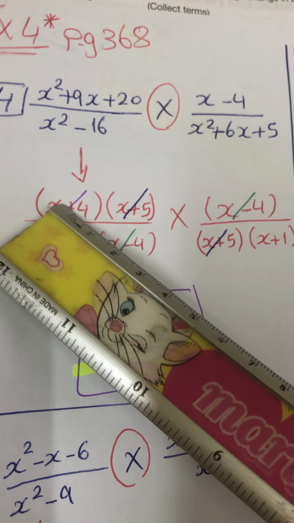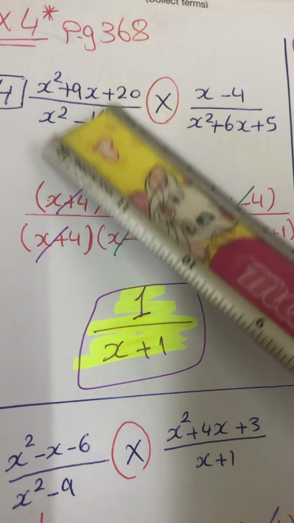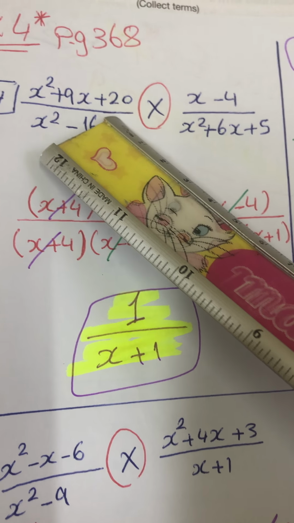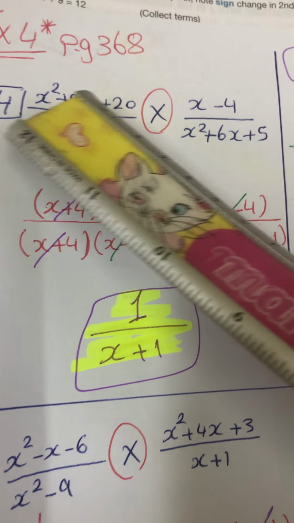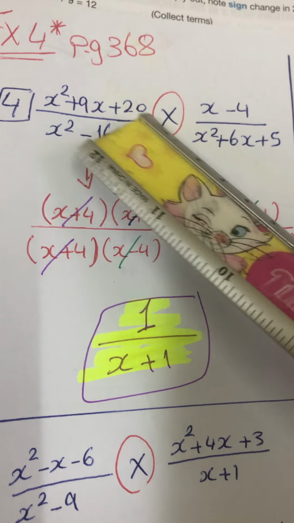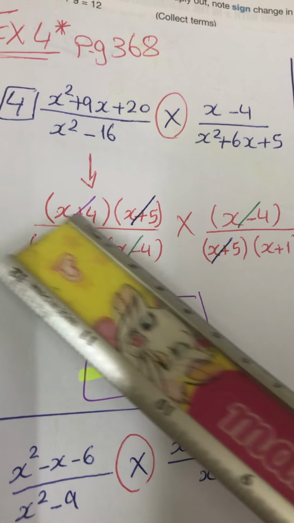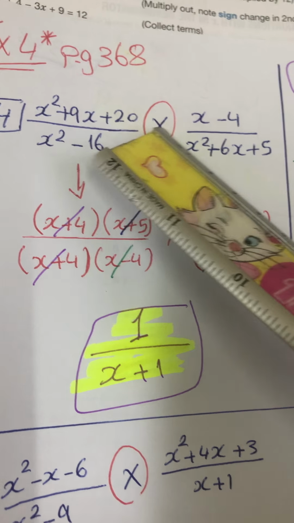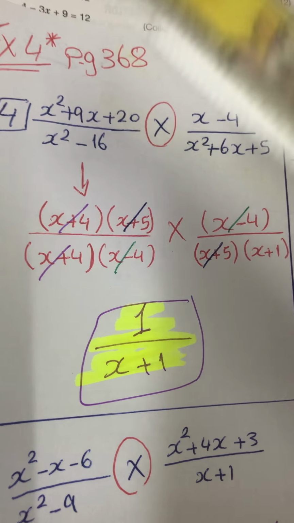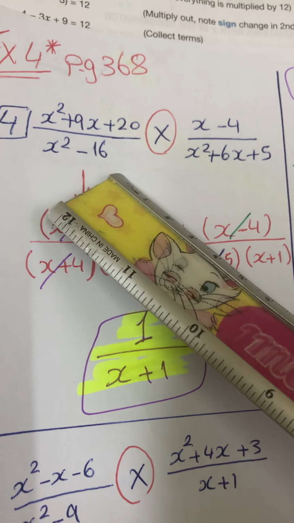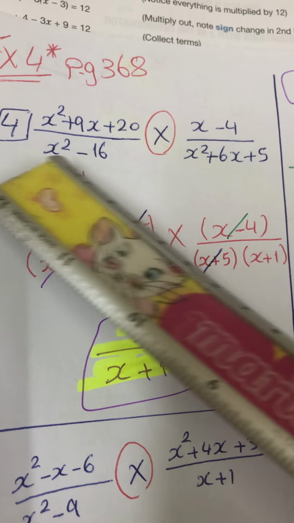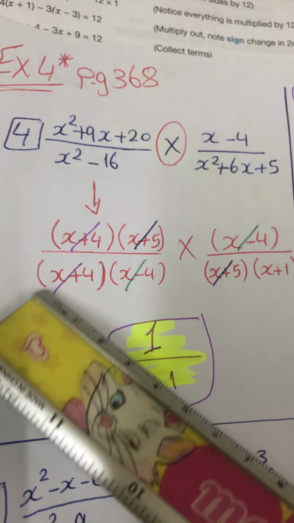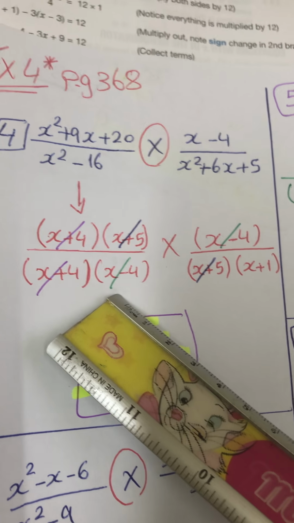X squared comes from x times x. Positive 20 comes from 2 times 10, 4 times 5, 20 times 1. I want the sum to be 9 and all of them positive, so all the brackets will be positive. I'll choose 4 times 5 because the sum will be 9 and the product will be 20. And down, x squared minus 16 is a square difference, so x minus 4 times x plus 4, the same brackets but one positive and one negative.